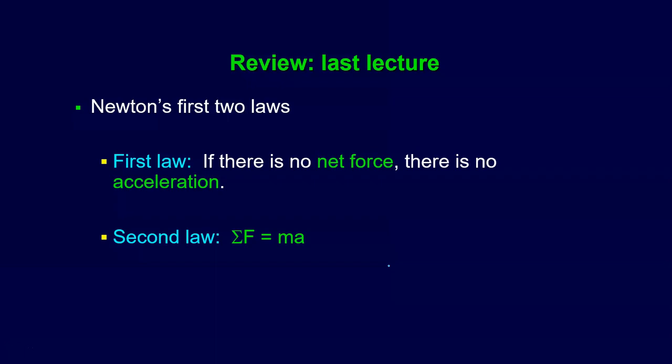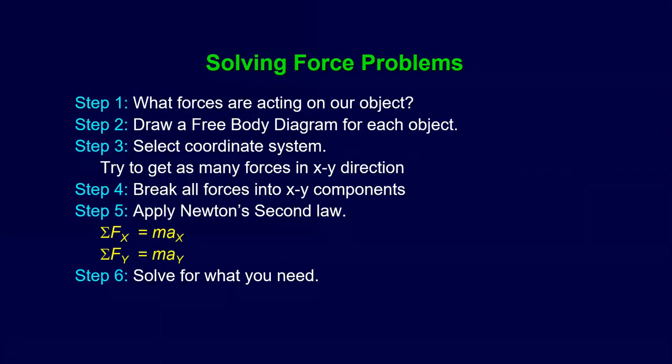The first law by Newton is if there is no net force, there's no acceleration. So we've been using this. Our second law is that the sum of the forces as a vector equals mass times acceleration as a vector. And then here are the steps we've been using for solving force problems. They'll pretty much be the same steps that we'll use in doing multiple objects, but we'll see a couple of things that we'll do a little bit differently.